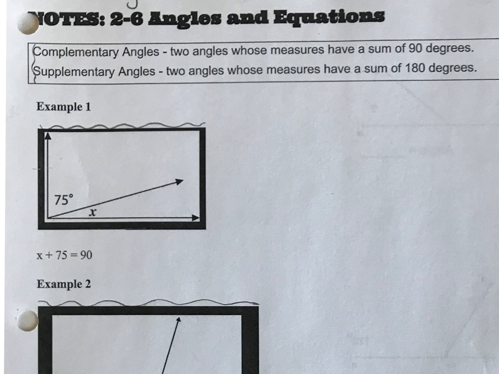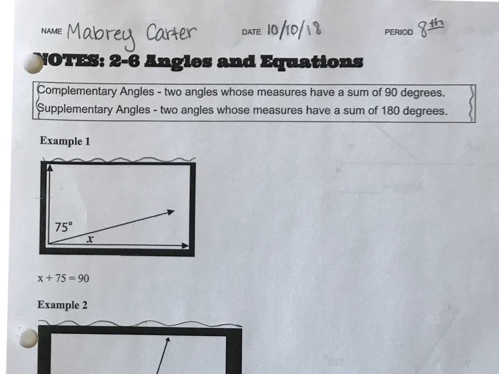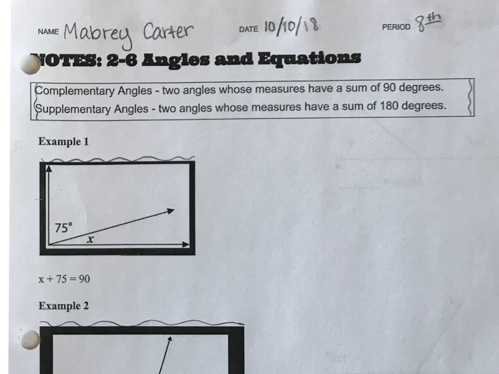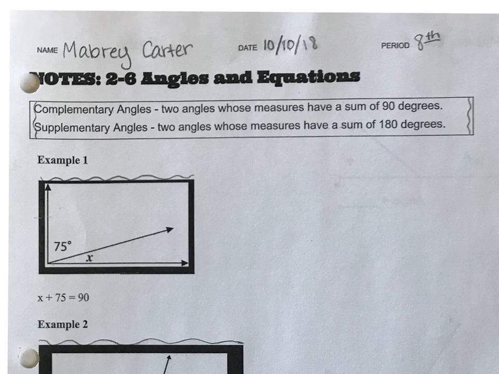Okay, so 2-6 is talking about angles and equations. It's how equations apply to angles, right? So we've got to review two concepts. The first concept is complementary angles. Complementary angles are two angles whose measures have a sum of 90 degrees, okay? 90 degrees is a right angle.